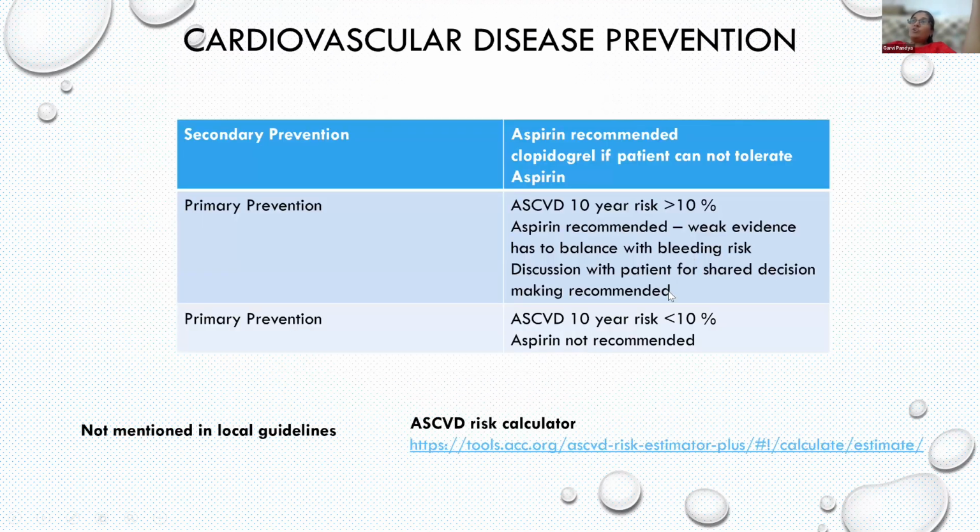For cardiovascular disease prevention, if they have already established disease, then you can give secondary prevention. But for primary prevention, you have to calculate their atherosclerotic risk. If the 10-year risk is more than 10%, then aspirin is recommended, but the evidence is weak. And we have to balance, particularly in our local population, where the bleeding risk is high with aspirin. So we have to balance the cardiovascular benefit versus the bleeding risk, and always discuss with the patient for shared decision making. But if the cardiovascular risk is less than 10%, then usually aspirin is not recommended.